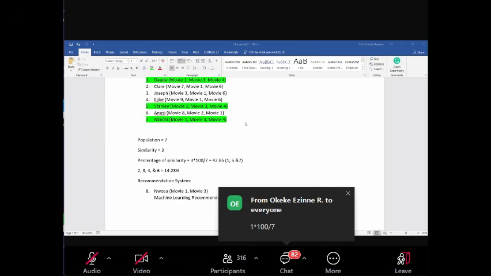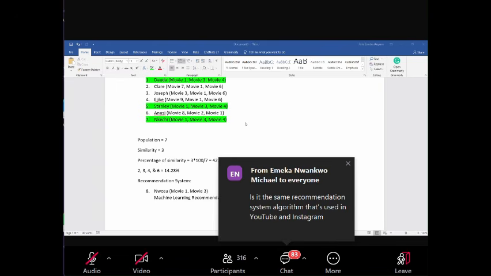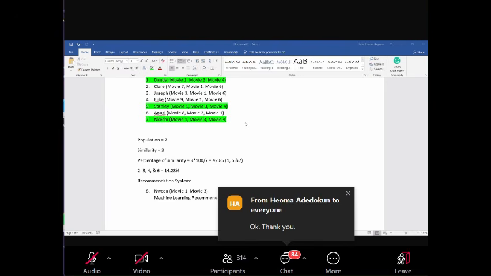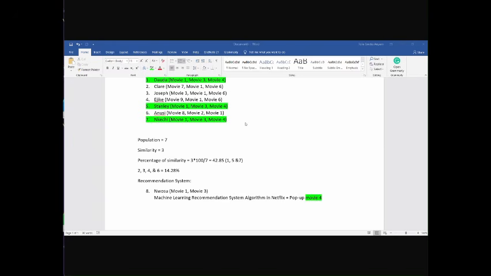I hope I checked it well. For 2, 3, 4, and 6 there is only one pattern, so I did 1 times 100 divided by 7. For 2, 3, 4, and 6 there's no pattern. They all watch different movies. It's only 1, 5, and 7 that watch the same movie. So exactly, 1 times 100 divided by 7 will give you 14.28. Thank you for that, Emeka, Michael.